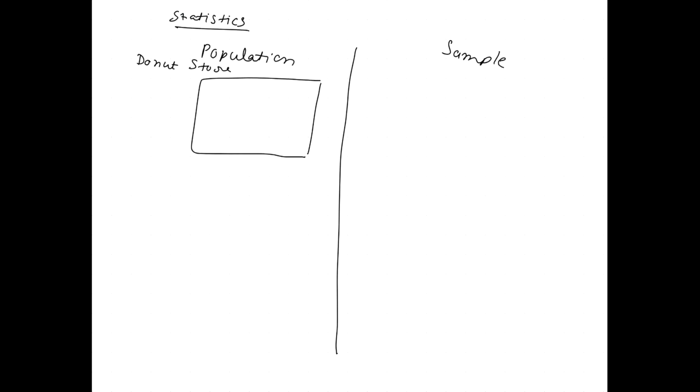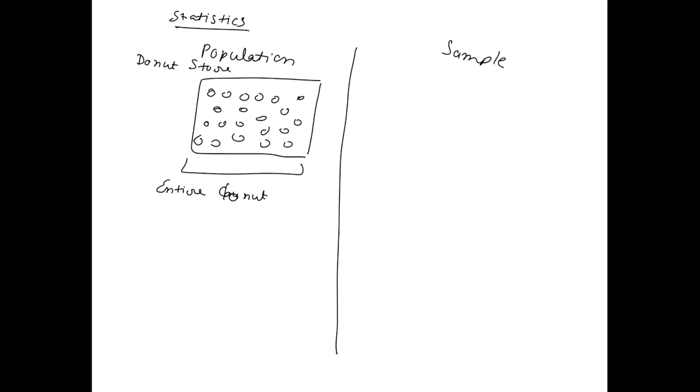So let's say your production of donuts is in millions. So the entire count of the donuts is known as the population, or you can say entire donuts is equal to population. Or you can say total donuts in the store is equal to population.